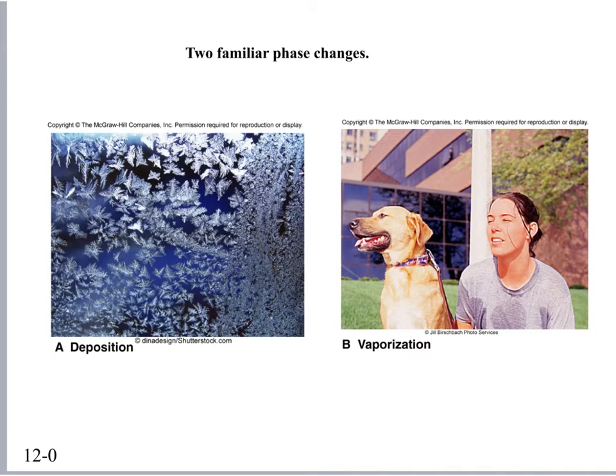So two familiar phase changes: frost appearing on a window, that's deposition. Basically, you have water molecules that are in the air, in the gas phase. They're sticking to your window and forming ice, which is the solid phase. Vaporization involves, let's say, you getting sweaty and then the water molecules go up into the gas phase after they were in the liquid phase on your skin.